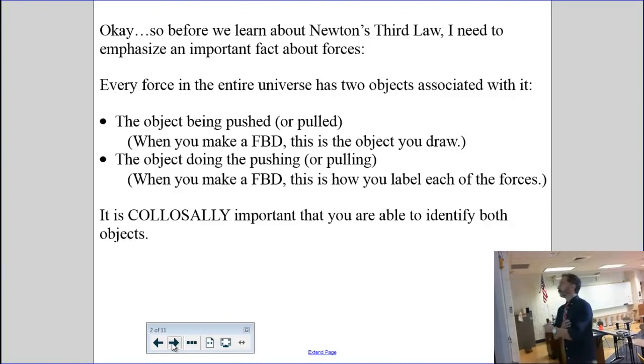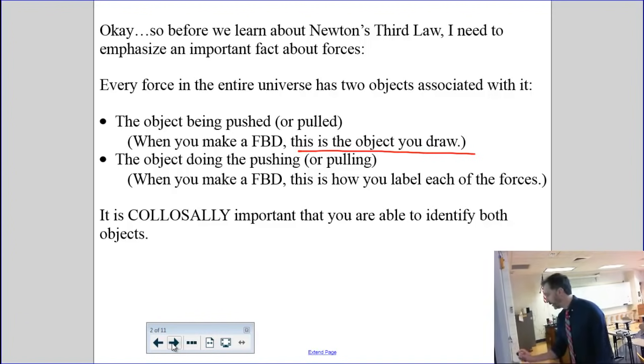So before we learn about Newton's third law, I need to emphasize a really important fact about forces, and I know we've talked about this in class. Specifically, every force in the entire universe has two objects associated with it. There is the object that is being pushed or pulled, which when you make your free body diagram, that is the object that you draw. And then secondly, there's the object that's doing the physical pushing or pulling. So when you make your free body diagram, that's how you label the force.